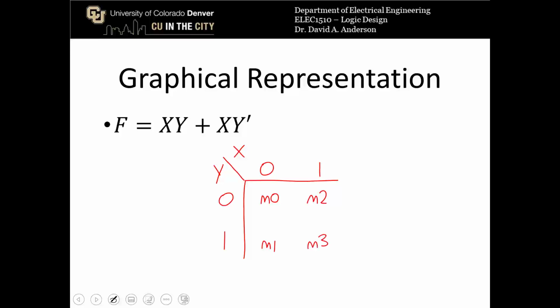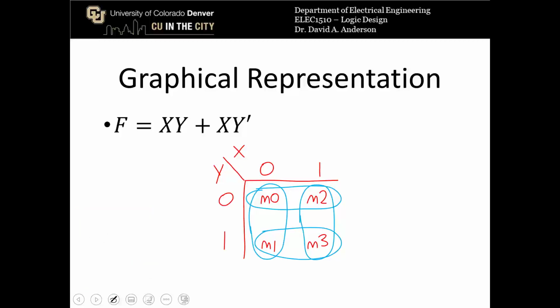Any two minterms that are next to each other in this chart can be combined. So, for example, minterm 0 and minterm 2, I can circle those and they can be combined. Minterm 2 and minterm 3 I can circle and they can be combined. 1 and 3 can be combined. 0 and 1 can be combined.